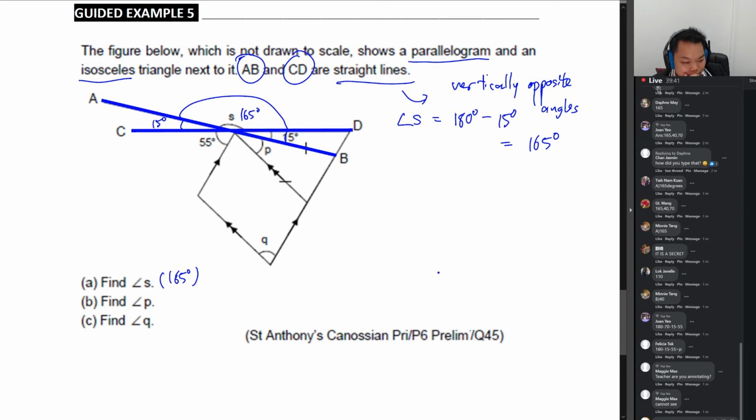No, I'm not annotating. Right now I'm not annotating. If you cannot see, please try to log out and log in again.